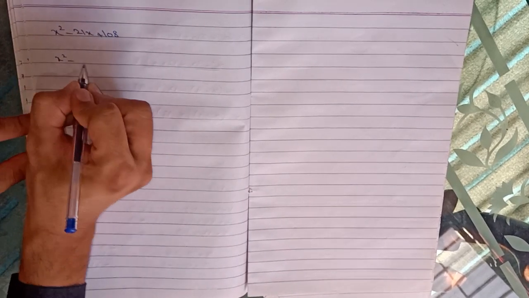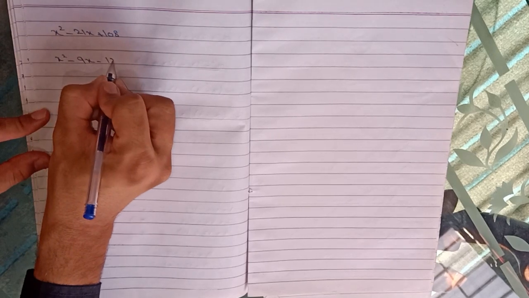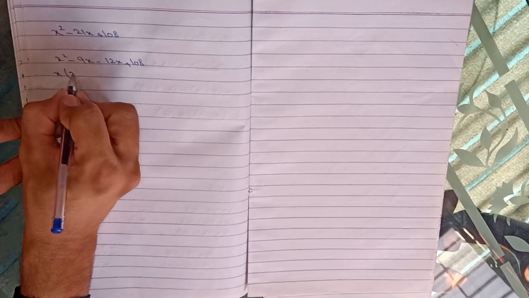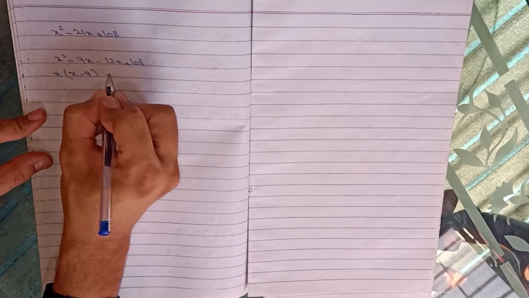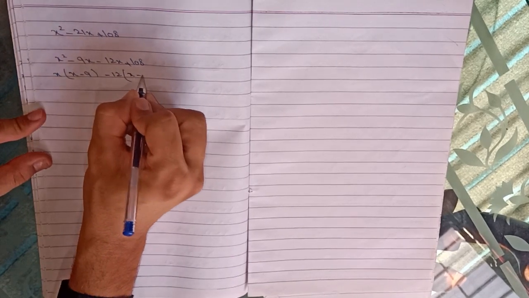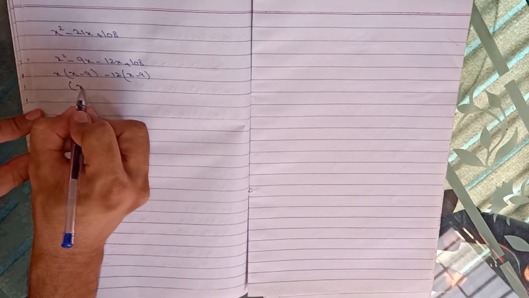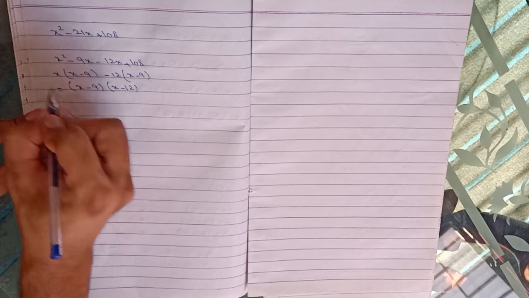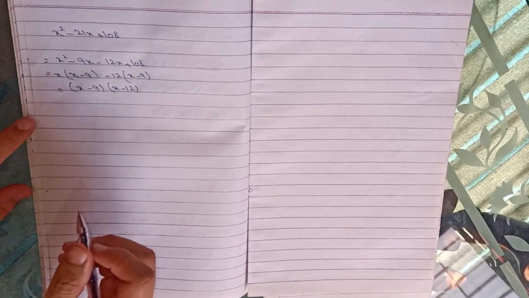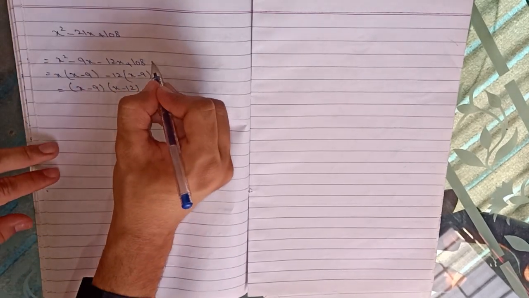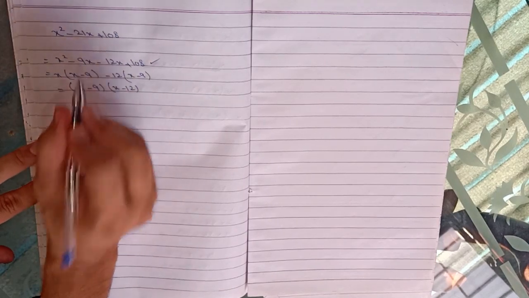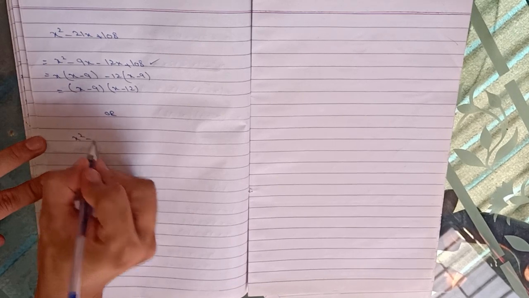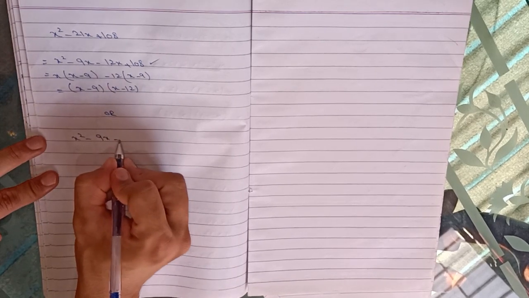x square minus 9x minus 12x, again writing the solution. x common, x minus 9, minus 12 common, x minus 9 it was. So x minus 9 into x minus 12 is my answer. Got it? Now if students are asking, okay, this is understood, minus 12 and minus 9 are the factors, but students mostly struggle while taking common.